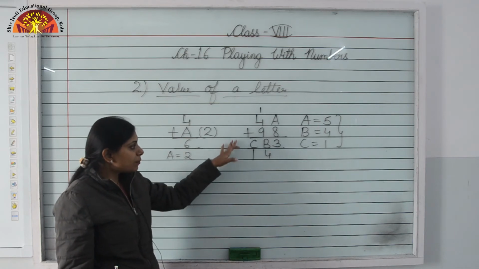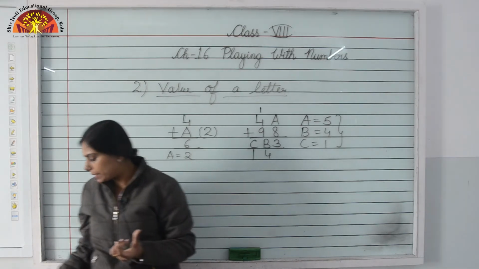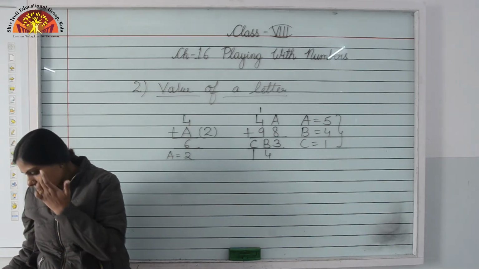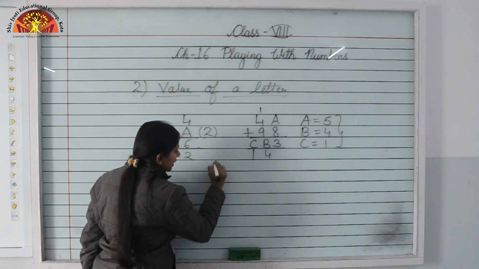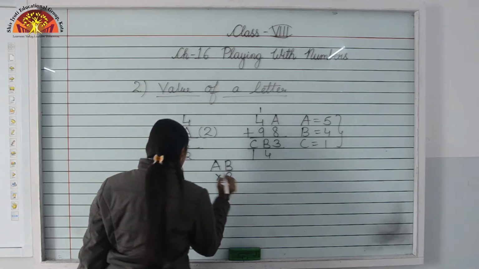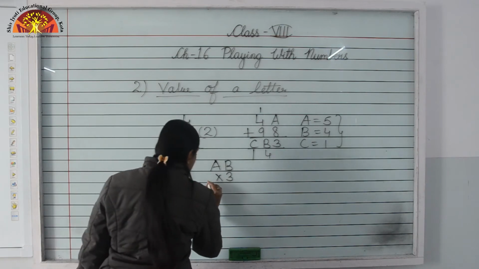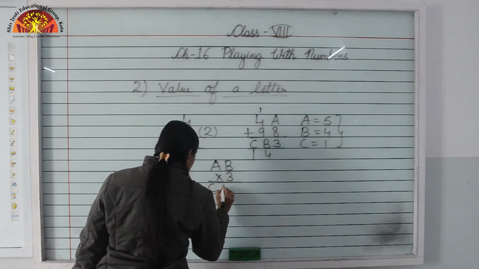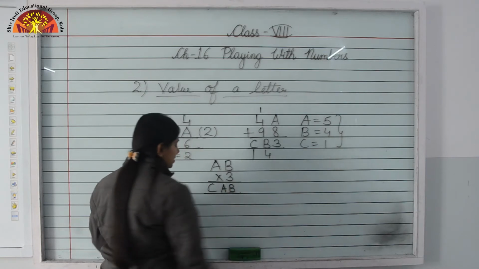So we have just learned about the addition. Now we'll just do the example of multiplication. So just see over here. Now you can see one more example. AB into 3, okay, AB into 3 and the answer is C, A, B. Is it clear? It's a good question.